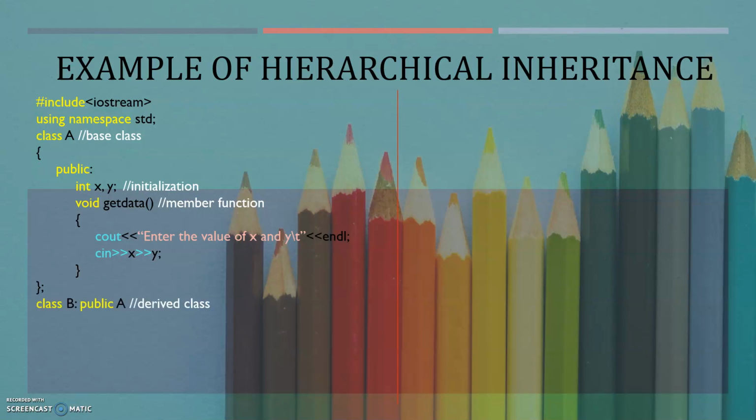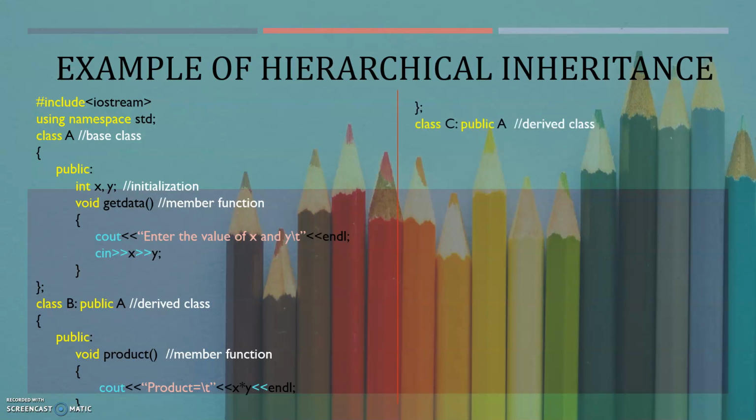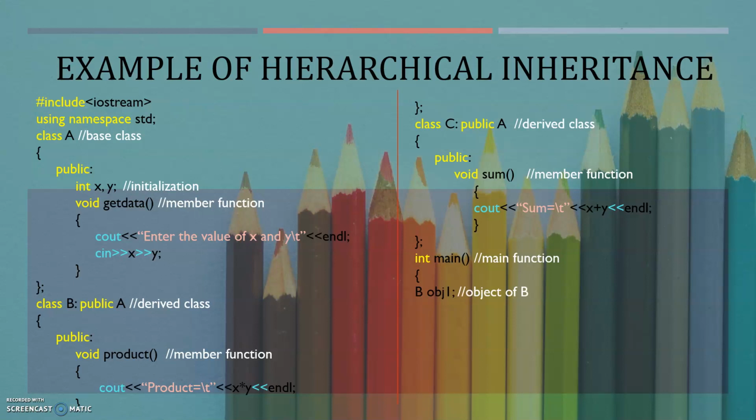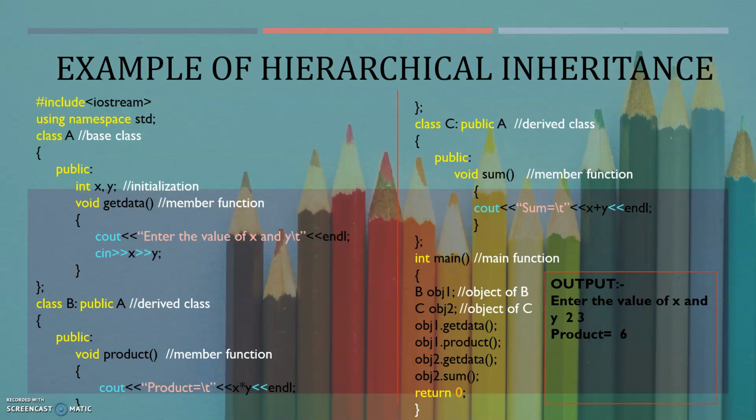Then we have defined a class B which is derived from class A. In this class, we have defined a member function product in which we calculate the product of x and y. Then we have defined a class C which is also derived from class A. In this class, we find the sum of x and y using the member function sum. Finally, we have defined the main function in which we have created objects obj1 and obj2 to access the classes. Finally, the output we get is: we enter the value of x and y and get the product. Similarly, we enter the value of x and y and get the sum.